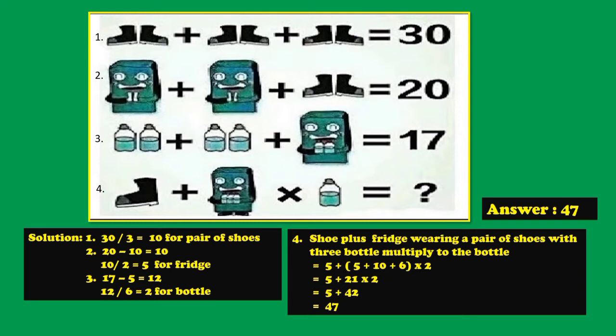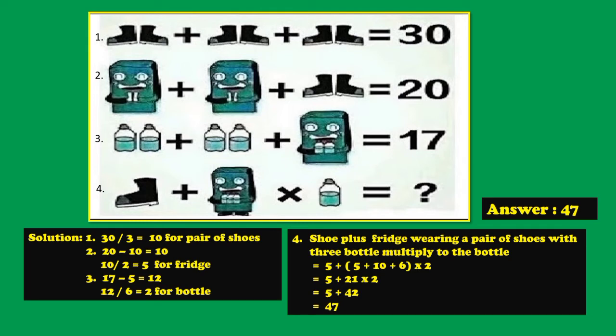And in this third row we have 6 bottles, since the fridge that we have is holding 2 bottles. So we have 17 minus 5, and that is 12, as I said a while ago. Then the 12 there is divided by 6, so we have here 2 bottles of drinks that we have.